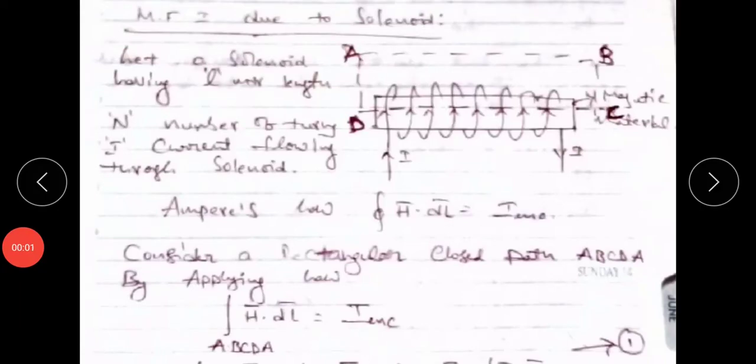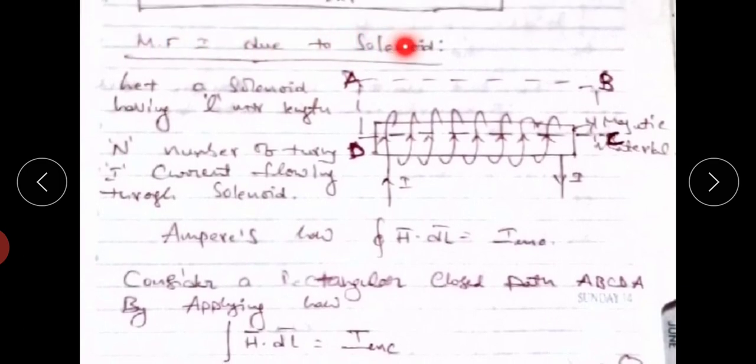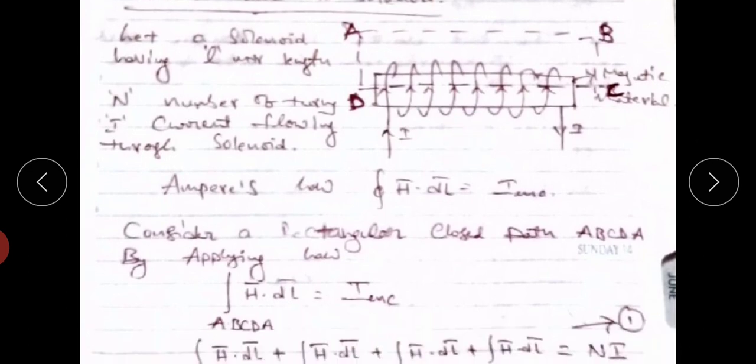Now I would like to explain about the magnetic field intensity due to a solenoid and the magnetic field intensity due to an infinite sheet of current. The first one, magnetic field intensity due to a solenoid. A solenoid means a magnetic material wound by a coil. This is a solenoid. Here we are using a rectangular magnetic material.